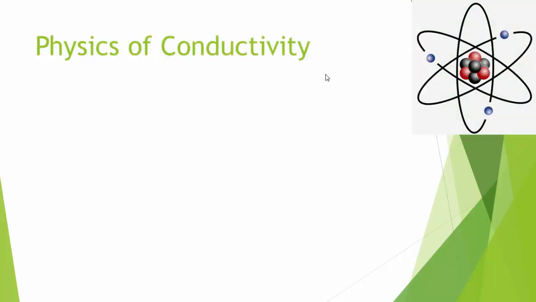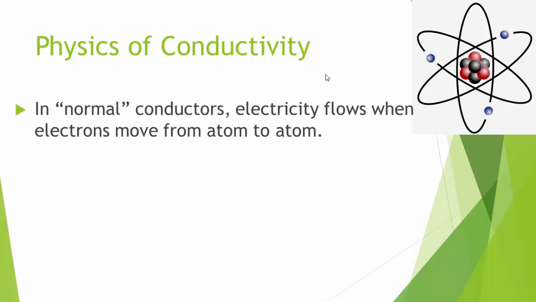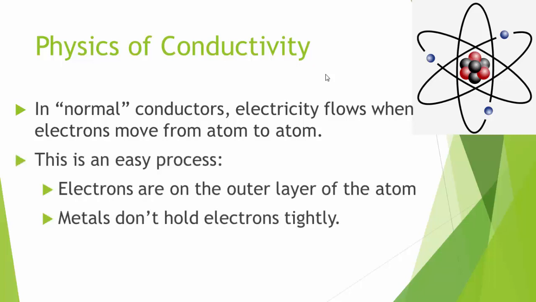Okay, so to understand why, we need to get into the physics of conductivity, which we haven't really done too much as yet. But in a normal conductor, electricity will flow when electrons move from one atom to another. And this is a relatively easy process because electrons are on the outer layer of the atom. We don't have to dig deep into it to pull one of those electrons off. And it's also an easy process because metals don't hold on to those electrons very tightly. It's one of the characteristics of metals.